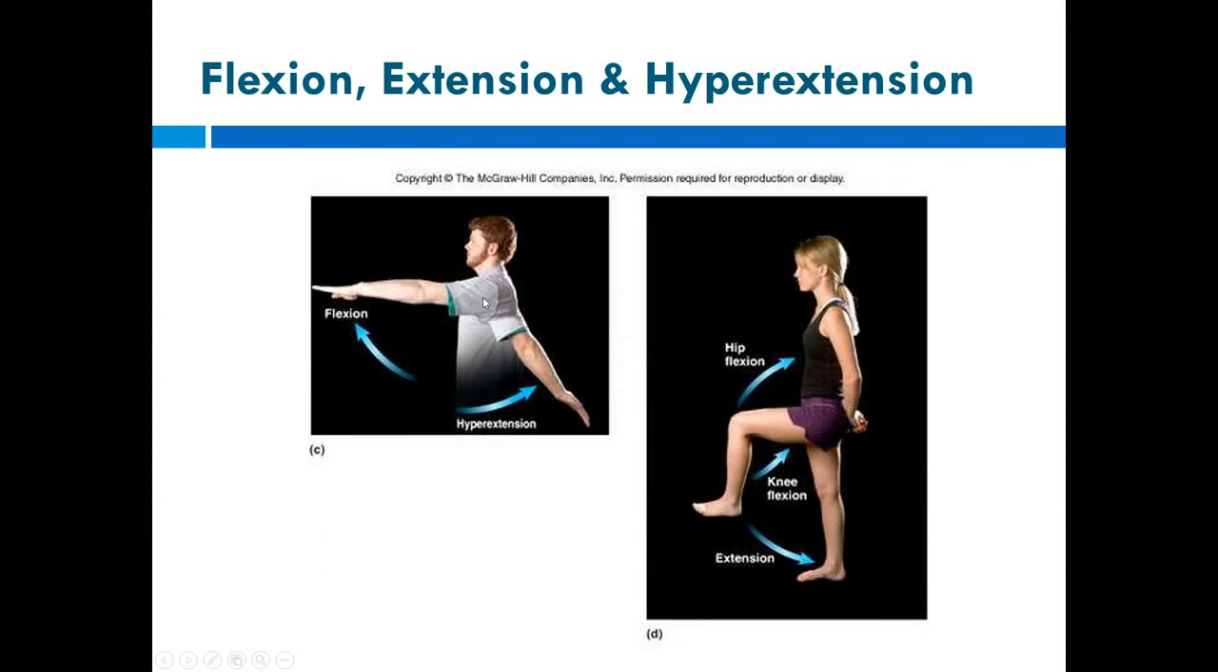This is the picture of the shoulder joint. We are doing the flexion. When you return your whole upper limb to the normal position, that is called the extension, and when you go beyond the normal position, it is called hyperextension. In case of the hip joint, this is the flexion, and in case of the knee joint, this is the flexion, and returning back to the normal position is the extension.